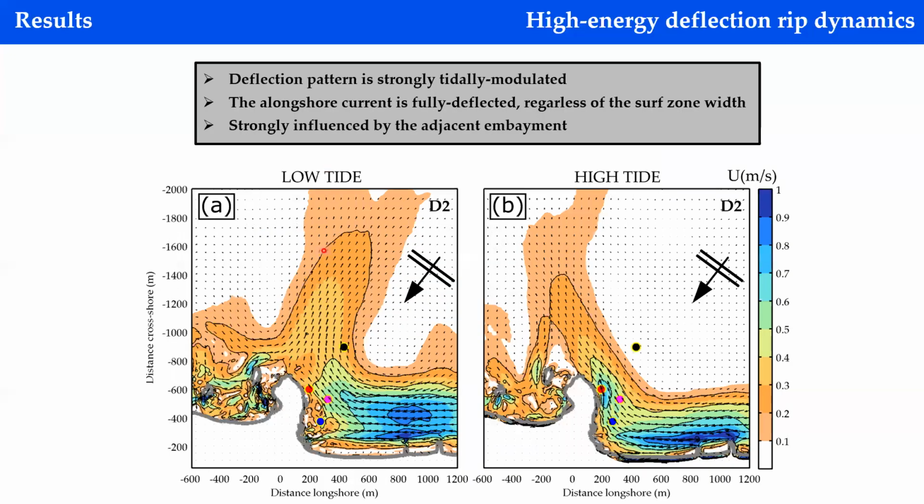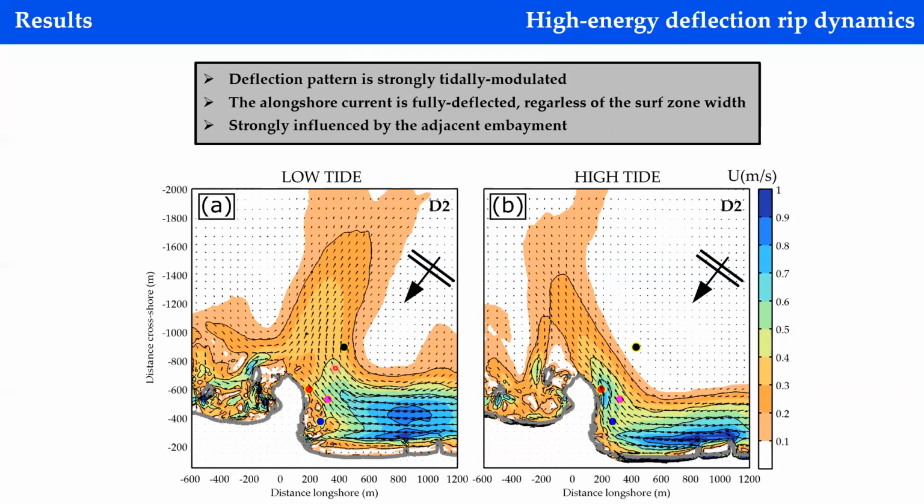If we average the pattern over low tide on the left and high tide on the right, we clearly see that the deflection pattern is strongly tidally modulated. In short, the larger the surf zone width, the larger the deflection rip. And also the longshore current is fully deflected regardless of the surf zone width, which was unexpected, especially at low tide, where the surf zone width is of the same order as the length of the headland.